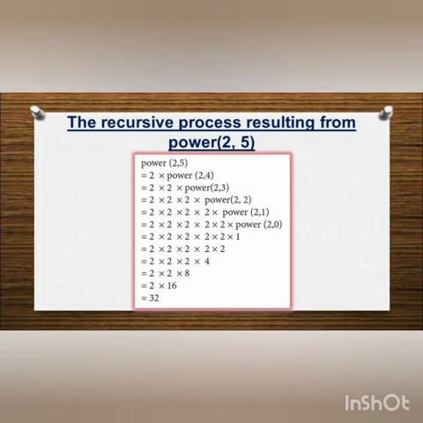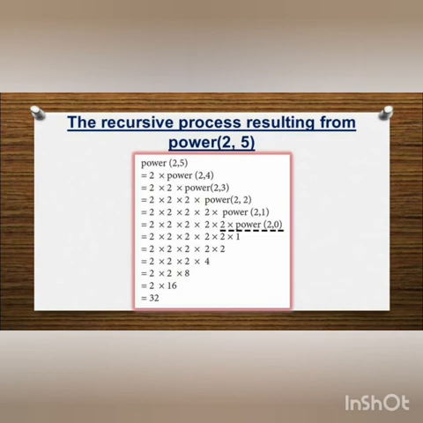To reduce the value by 1. So 2 into power of 2, 4. Here the n value is reduced by 1. Again this solver calls the subsolver. Then it is written as 2 into power of 2, 3. Again, this power of 2, 3 is written as 2 into power of 2, 2. Again, this power of 2, 2 is written as 2 into power of 2, 1. Then it is written as 2 into power of 2, 0. That's all. This is the final stage.